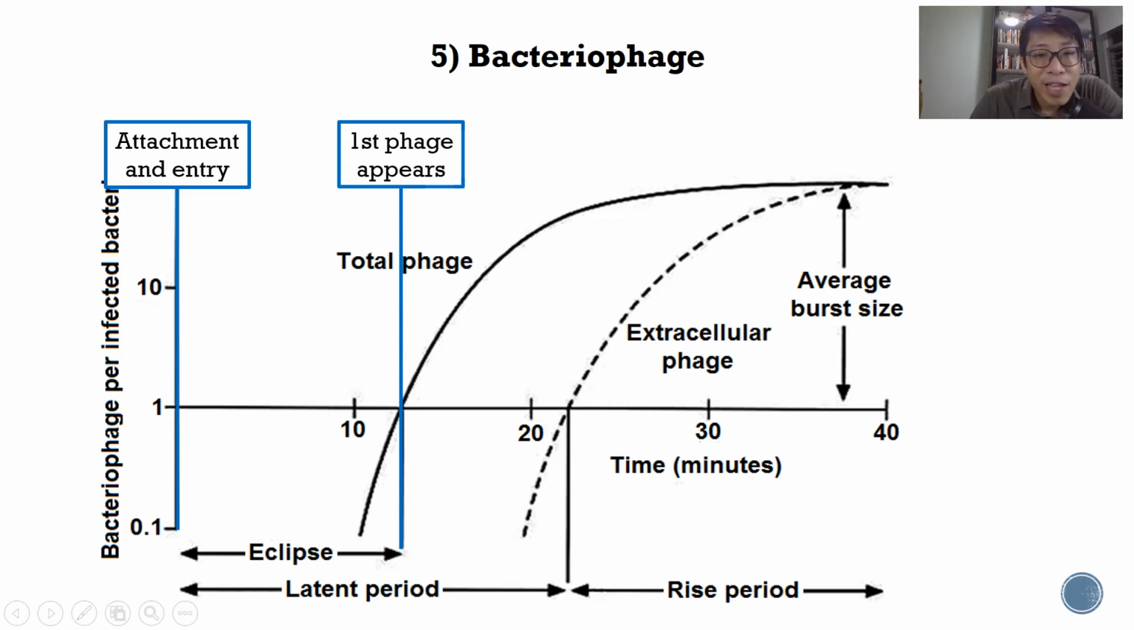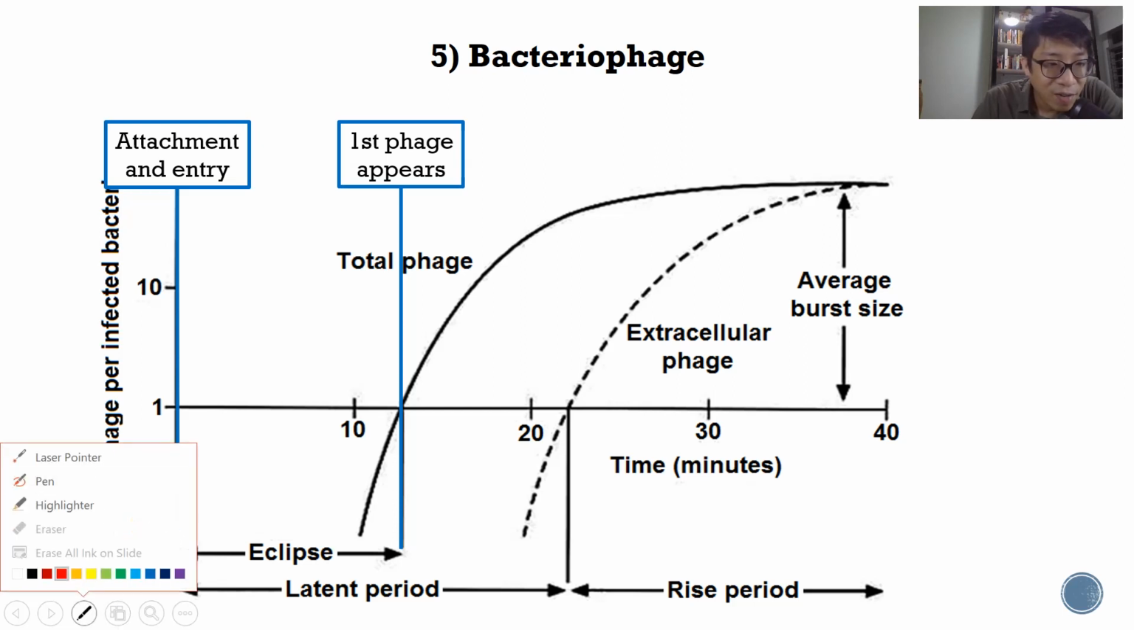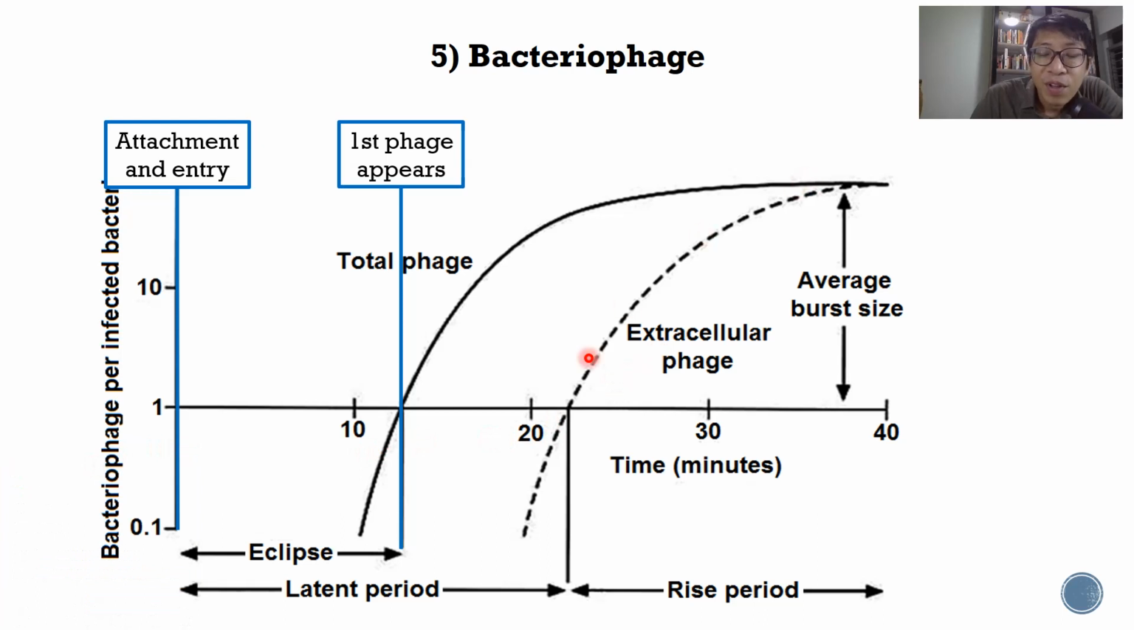But then if you look at this graph, this curve here, if you can follow my cursor, or maybe make it clearer. Okay. So this dotted line shows extracellular phage. So this is total phage, this is extracellular phage, and at this point there's no extracellular phage yet, which means the appearance of all these phages is still inside the host cell. So between the start of infection and the appearance, the assembly, of the new viruses inside the host cell, this is the eclipse period.